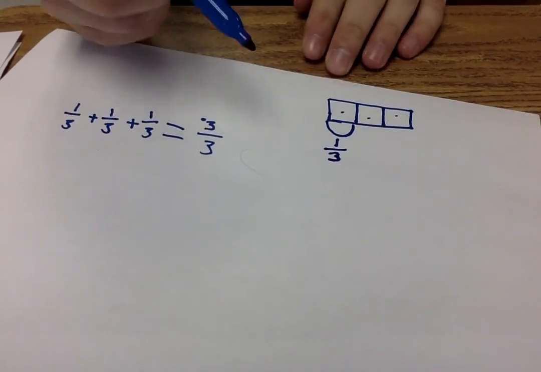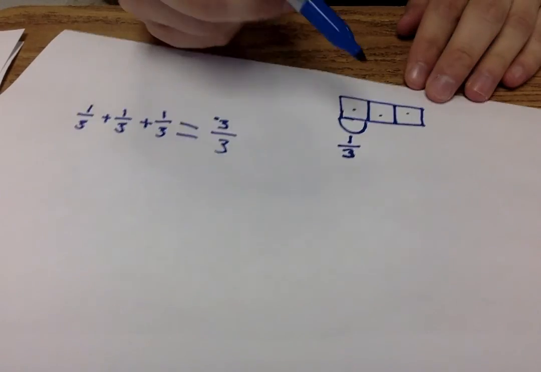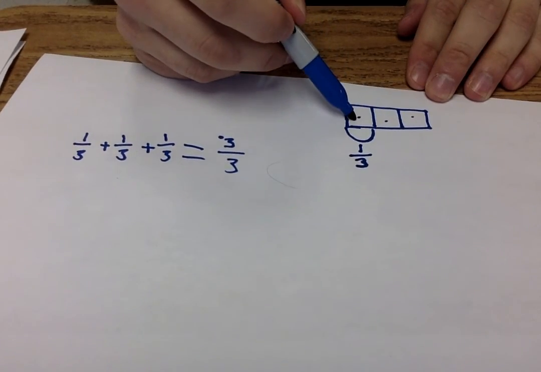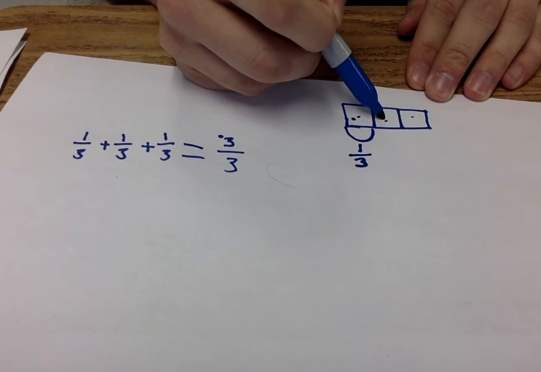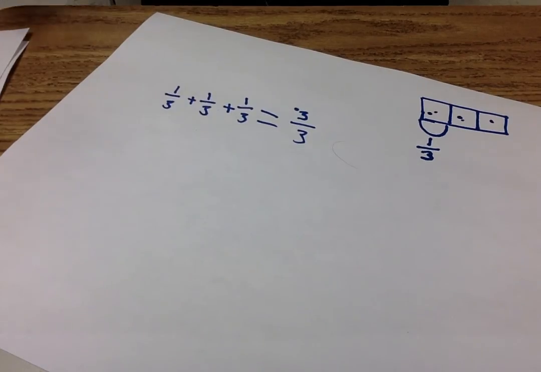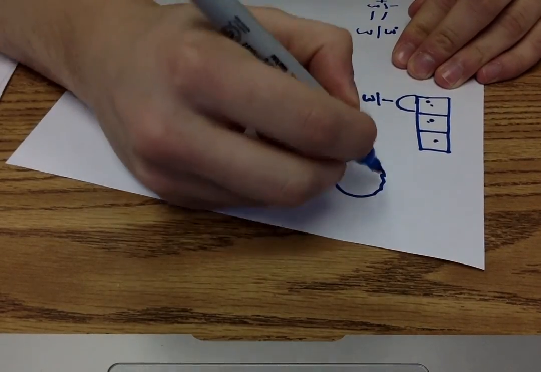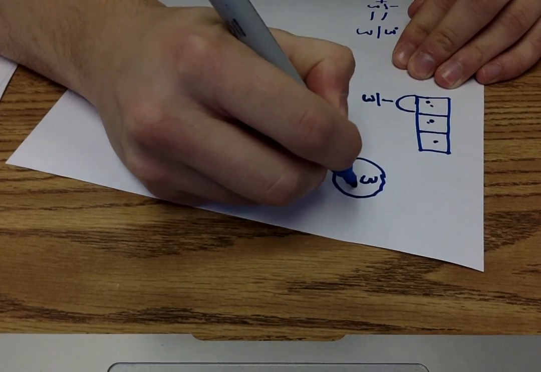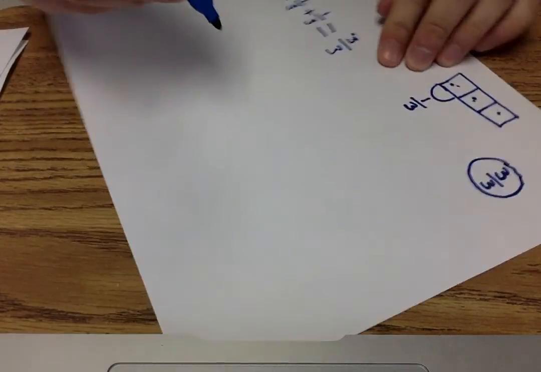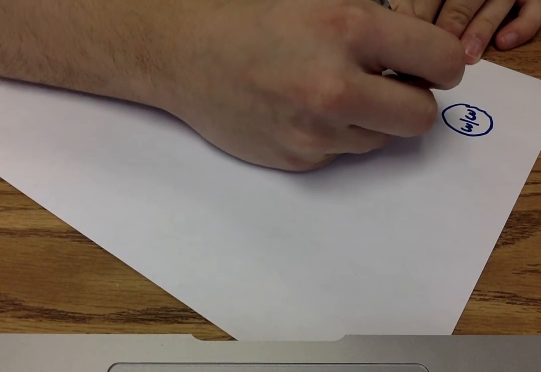I'm going to say that again. Each one of these squares is a unit fraction. And we know that this is equal to 1/3, and this square is equal to 1/3, and this square is equal to 1/3. So our total, our whole fraction, would be 3 thirds. So I'm going to draw a number bond. My circle at the top is going to be my whole number.